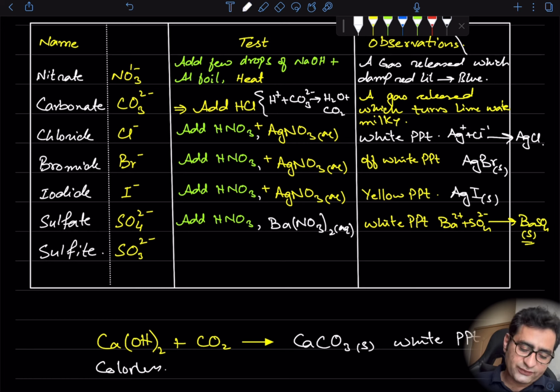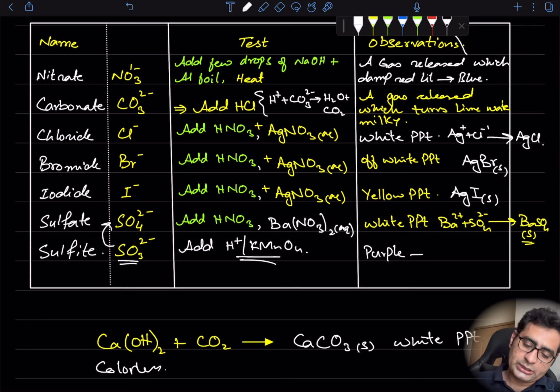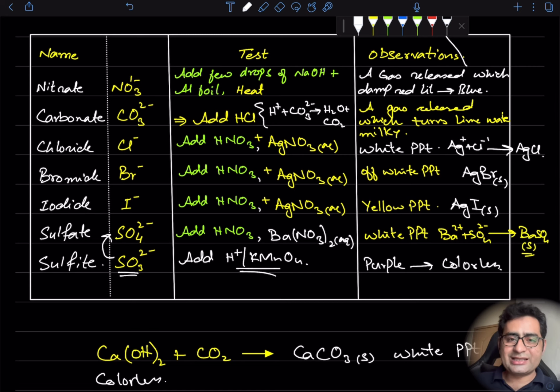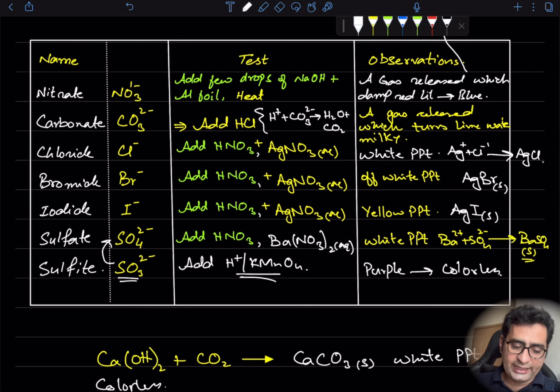And how can we test for sulfide? There is a very simple test: add KMnO4, because sulfide ion can get oxidized into sulfate. So add any oxidizing agent, most commonly acidified KMnO4. Its purple color will turn colorless when you add a few drops of KMnO4 into sulfide. So this is a positive test for sulfate and sulfide.